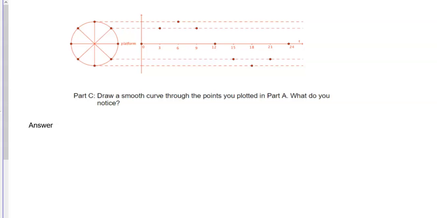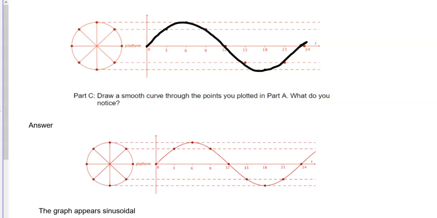Now draw a smooth curve through the points we plotted in part A. What do you notice? I want you to pause the video, do this and let's take it together. And so what we have done here is that we have just joined these points with a smooth curve. And that is what you see here. Now the next question is, what do you notice? We notice that the graph appears sinusoidal.